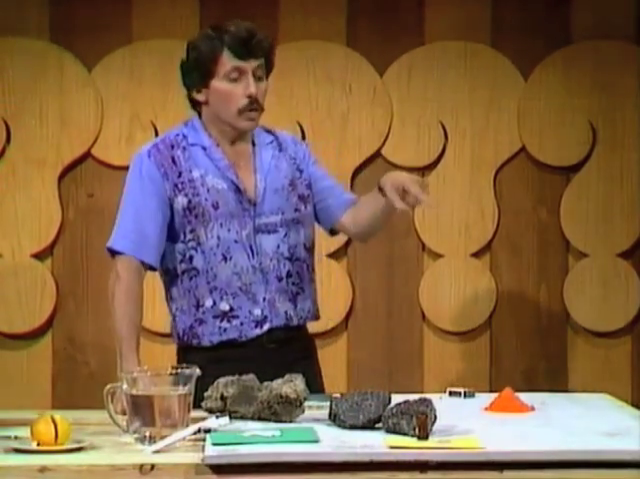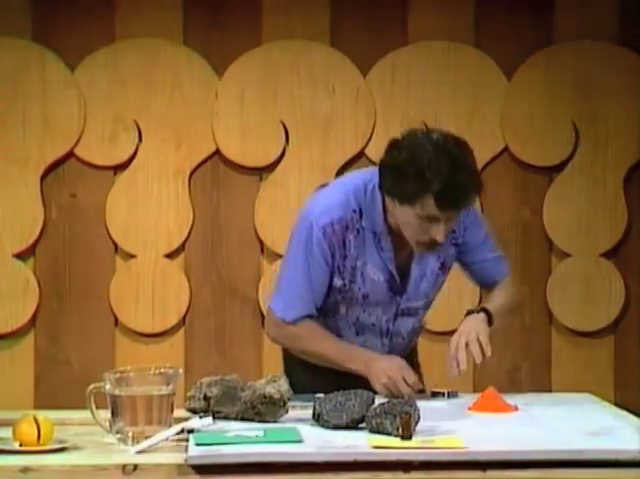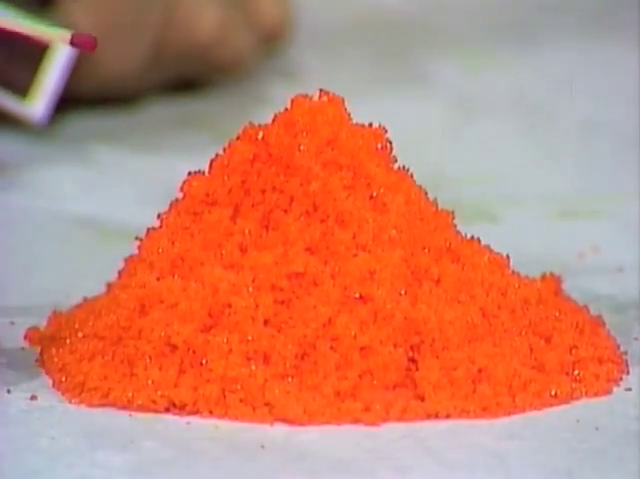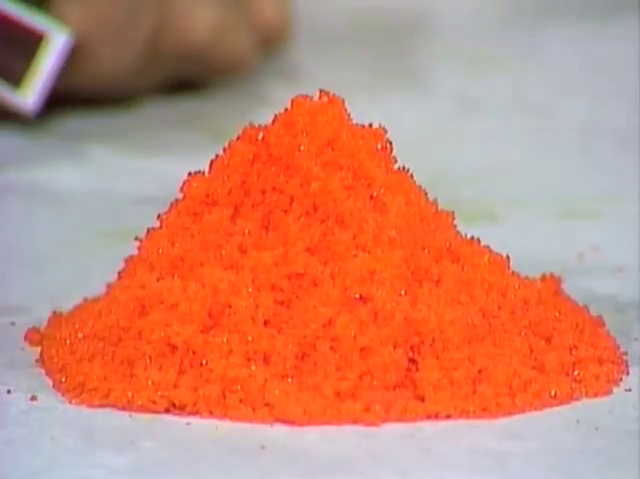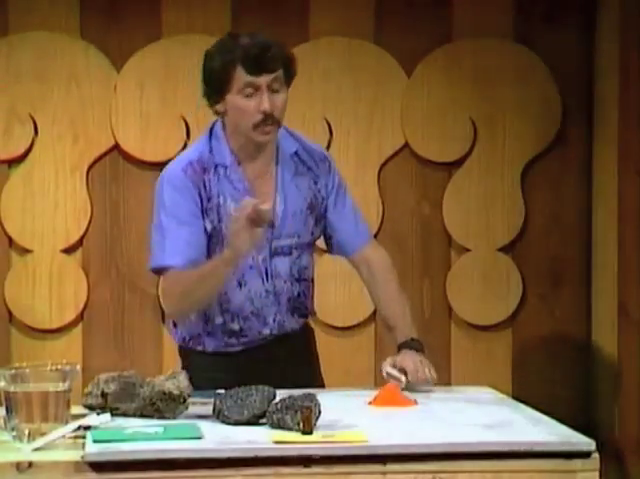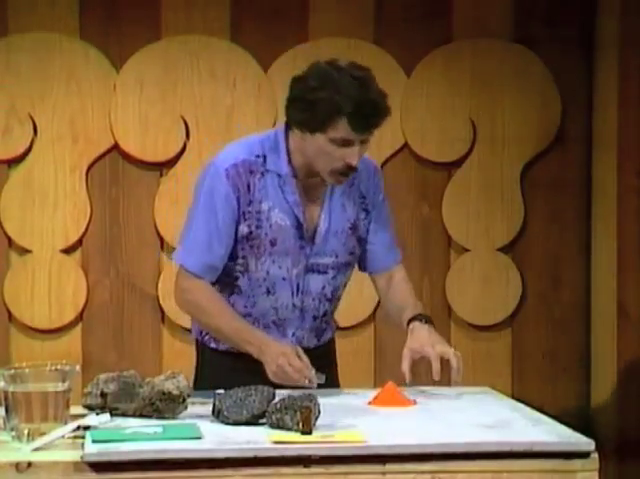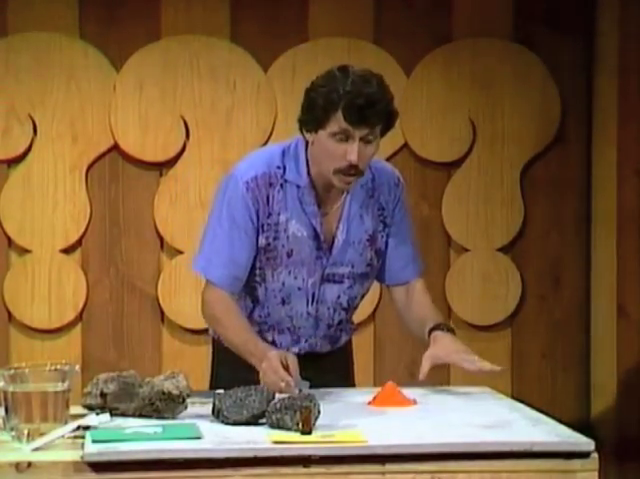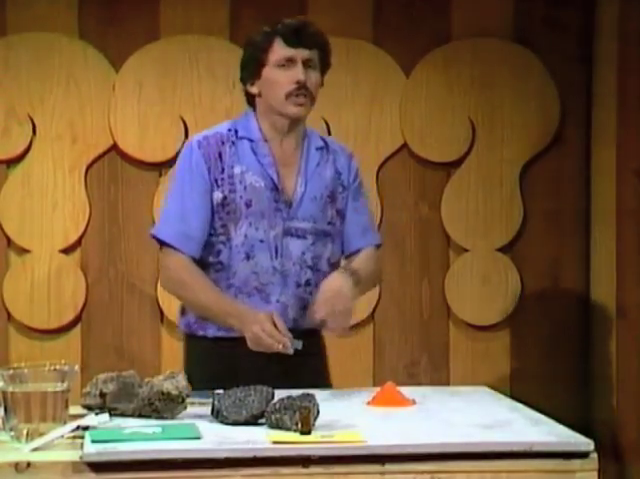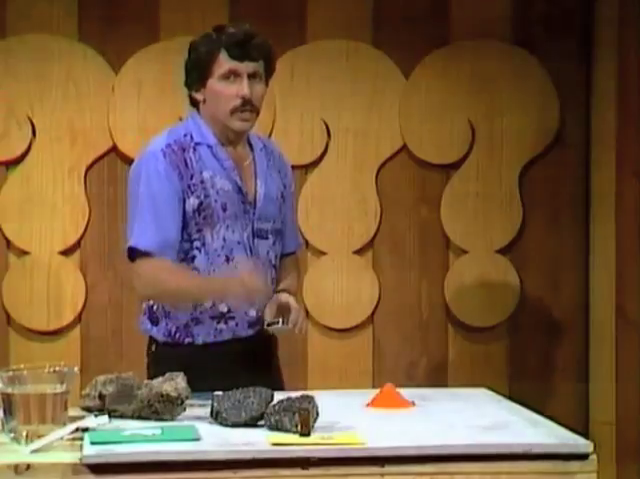Let's have a look now at a model volcano. This little heap of bright orange chemicals consists of crystals of ammonium dichromate. Very dangerous, very poisonous. But perhaps you can persuade your science teacher to do this experiment for you at school. I'm doing it on a solid asbestos base because it produces a lot of heat. This is not found in volcanoes, but it looks a bit like a volcano when you ignite it. Have a look at this.